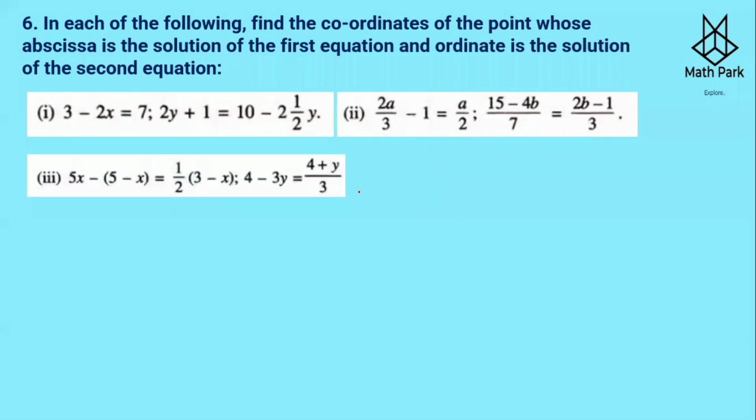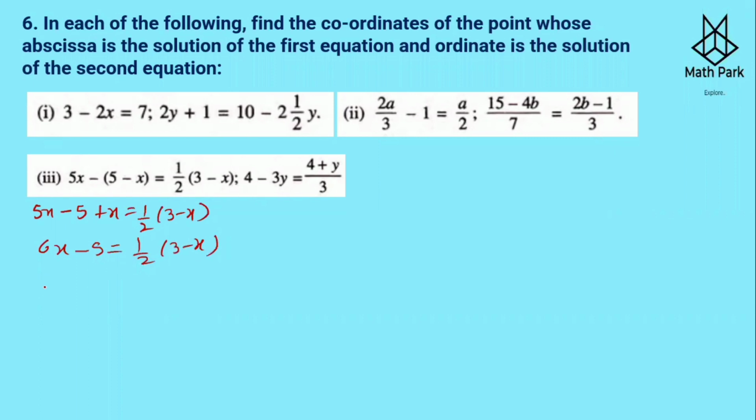Third part of question number 6. So 5x minus 5 in bracket x. Let us solve the first part, the first equation. So we get 5x, minus 5 into this, 1 into 5 is minus 5, minus into minus is plus x is equal to half in bracket 3 minus x. Let us keep it as it is. So 5 plus 1, this is 6x and minus 5 is equal to half in bracket 3 minus x.